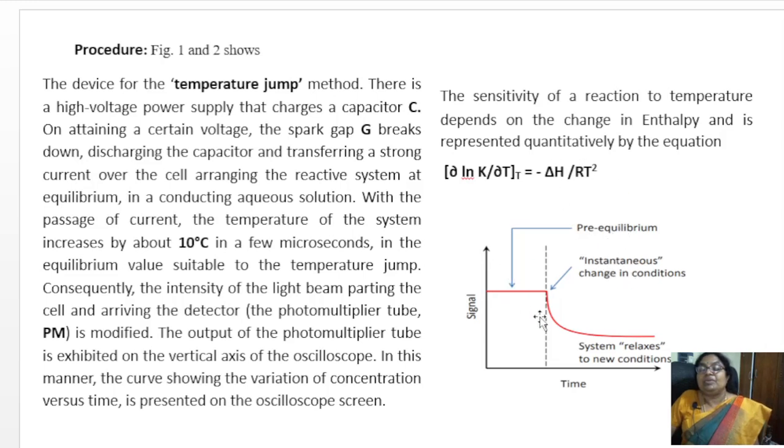This is what you are going to observe on the oscilloscope, signal versus time. With the temperature change, the system changes from the pre-equilibrium to the new state of equilibrium, and there is a time lag between them. That is what we call the relaxation to the new conditions. From this relaxation time, for a reaction sensitive to temperature, the reaction rate constant can be measured.